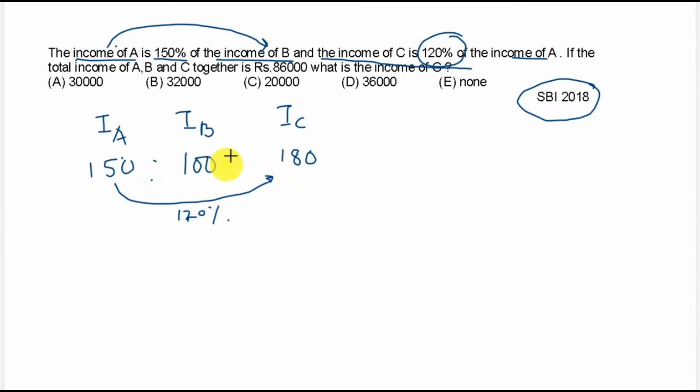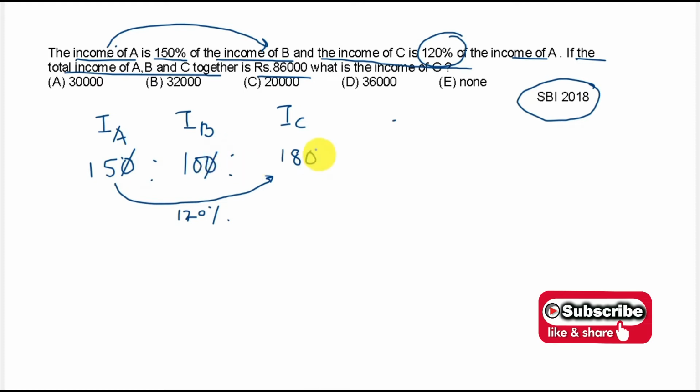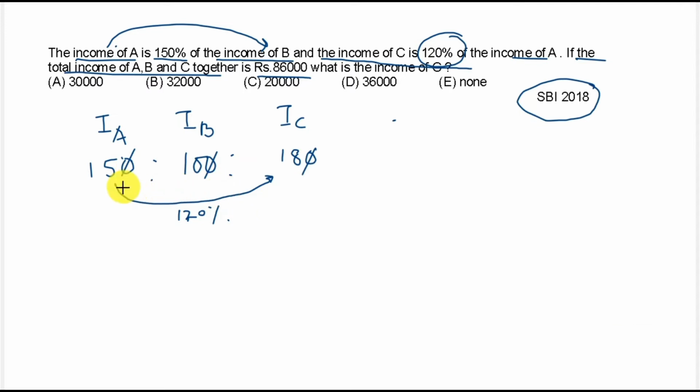So you can calculate the ratio also, right? Income of A, income of B, and income of C. Because in the next sentence it says that the total income of A, B, and C together is 86,000, right? Instead of calculating the ratio, you can directly calculate the sum, but it's better to calculate the ratio. Now let's cancel this. Okay, and after that, can we divide it by 2? No, right? Okay, now let's calculate the sum of IA, IB, and IC.